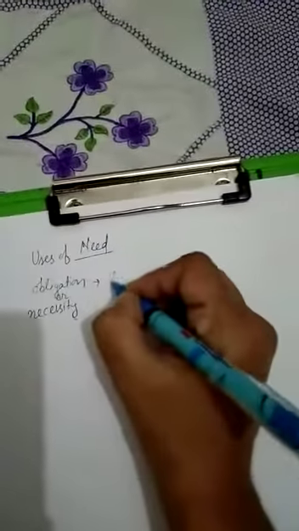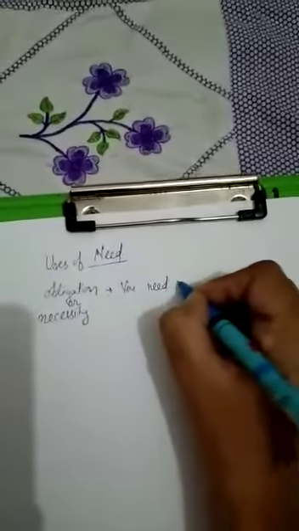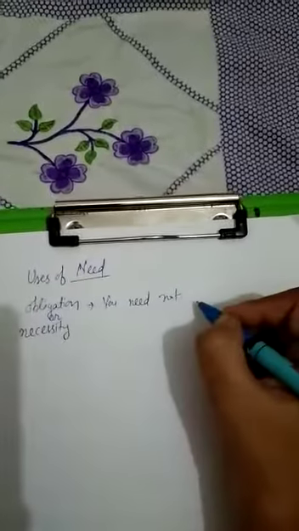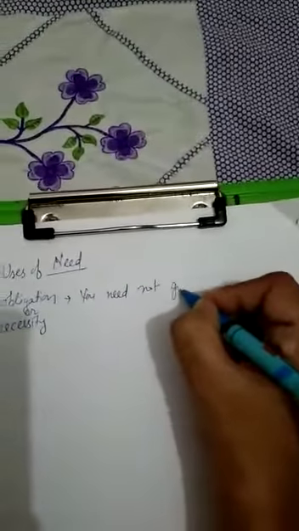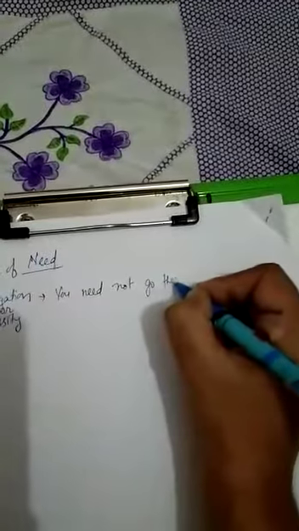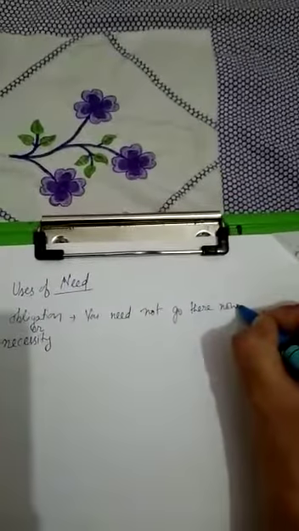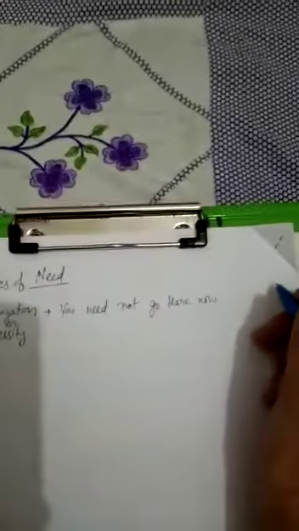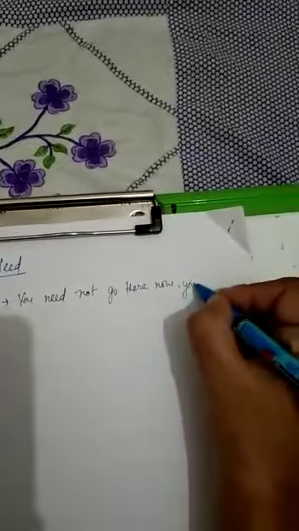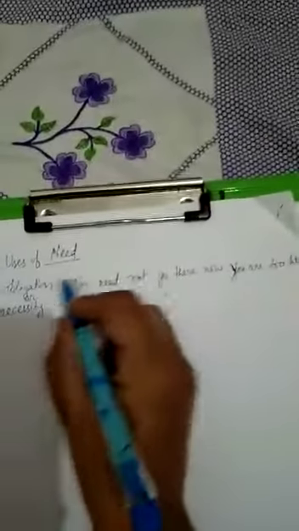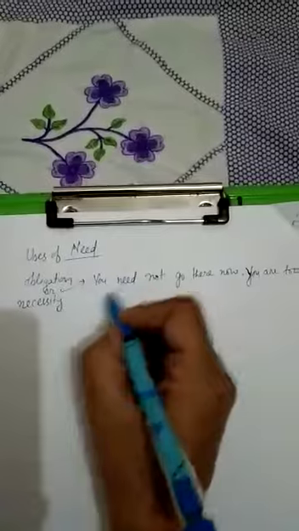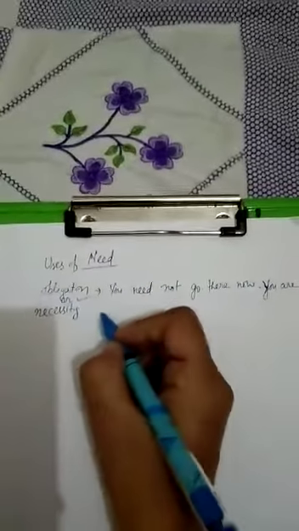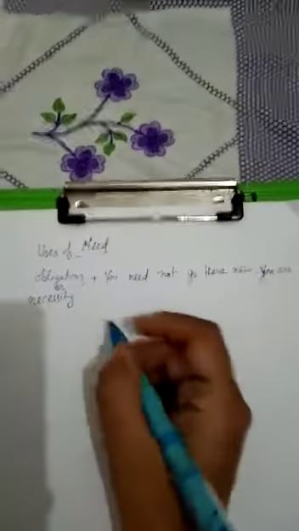Obligation or necessity. For example, you need not go there now. You are too late. So here we are using need for the obligation. When there is obligation or necessity, that is called need.